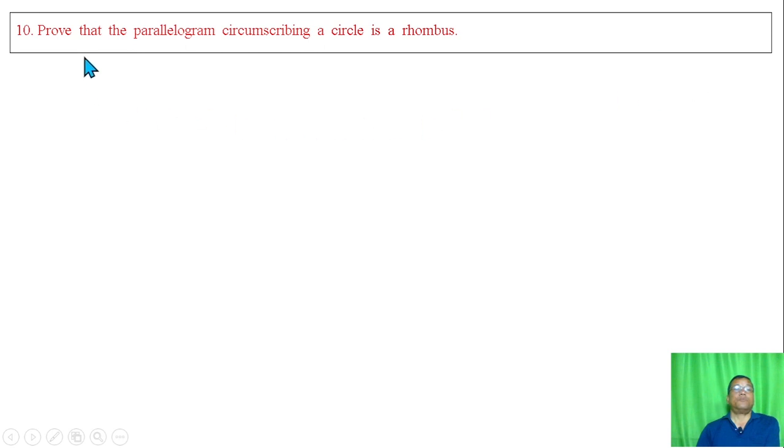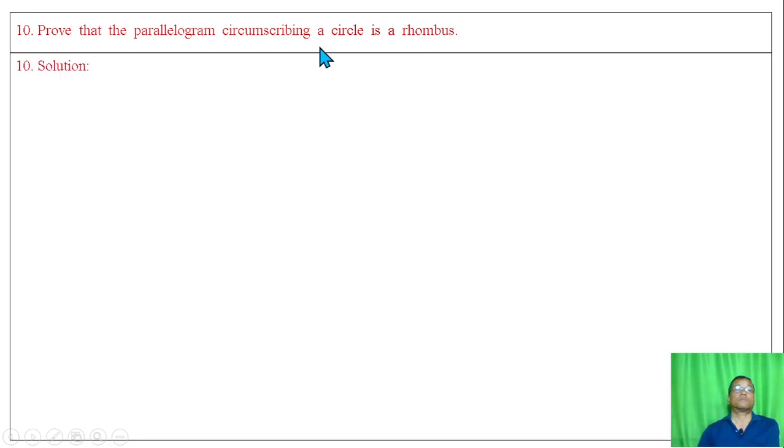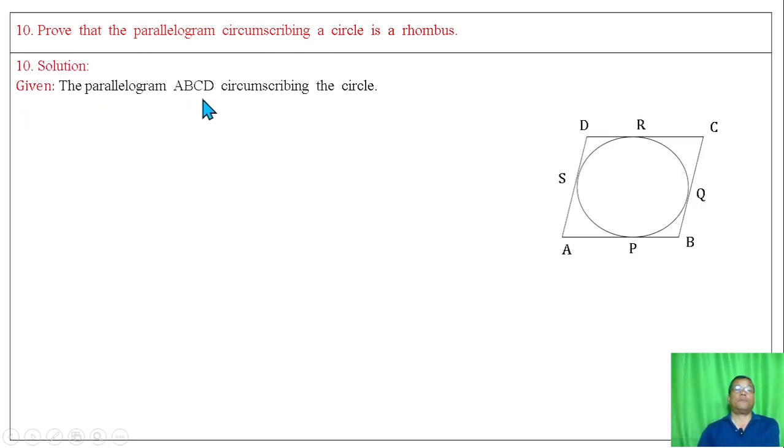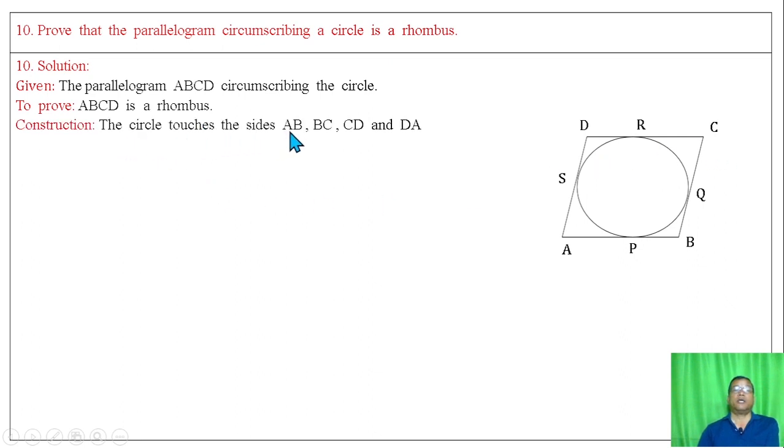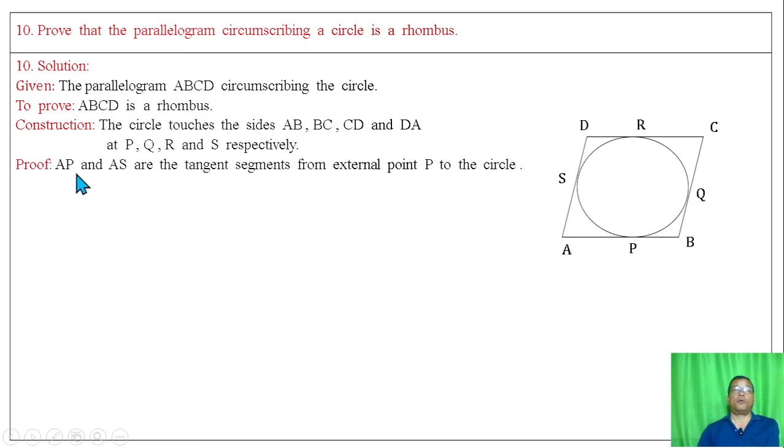Question number 10. Prove that the parallelogram circumscribing a circle is a rhombus. Given the parallelogram ABCD circumscribing the circle. To prove ABCD is a rhombus. Construction: the circle touches the sides AB, BC, CD, and DA at P, Q, R, and S respectively. Proof: AP and AS are the tangent segments from external point A to the circle. So AP equals AS. Similarly, BP equals BQ, CQ equals CR, DR equals DS.